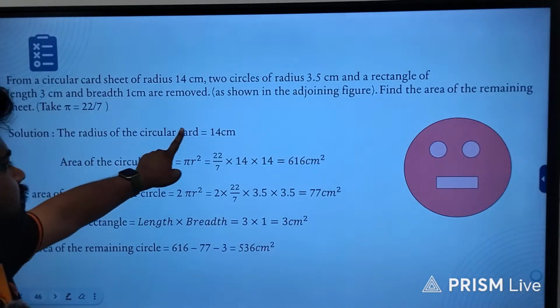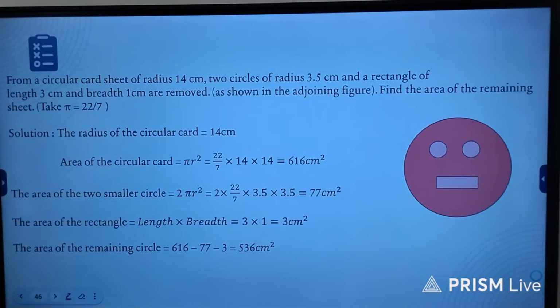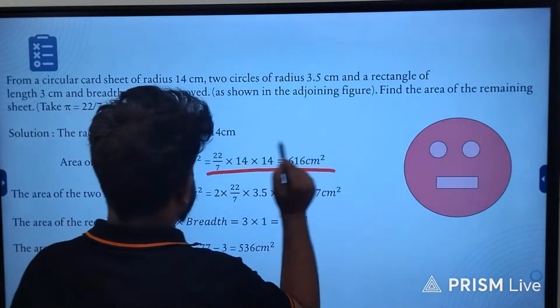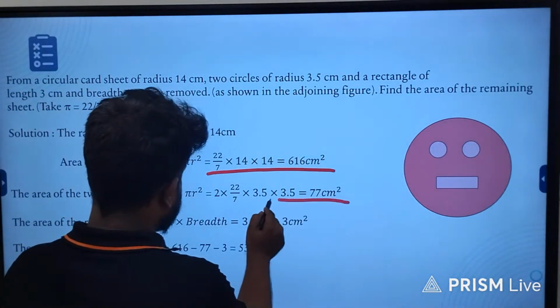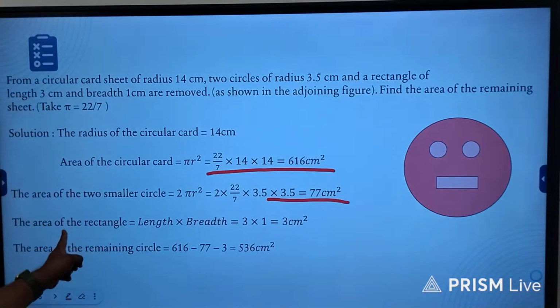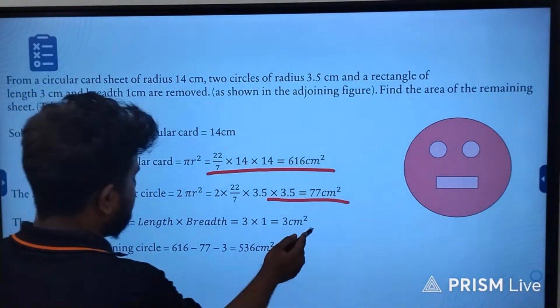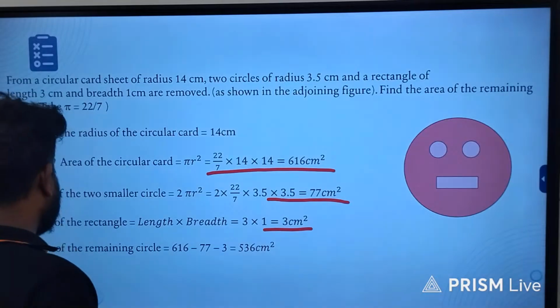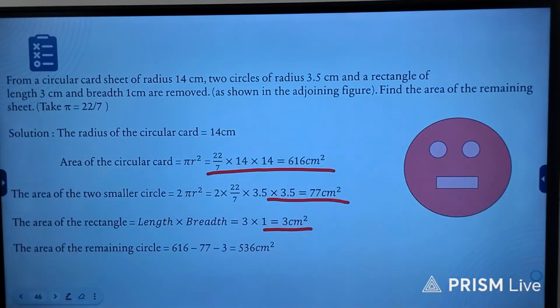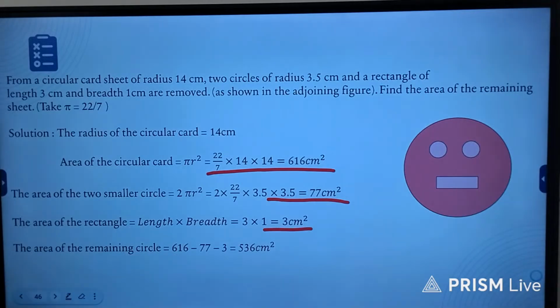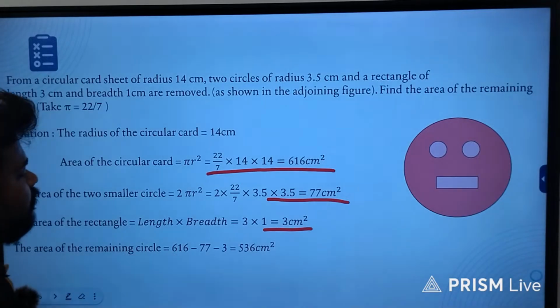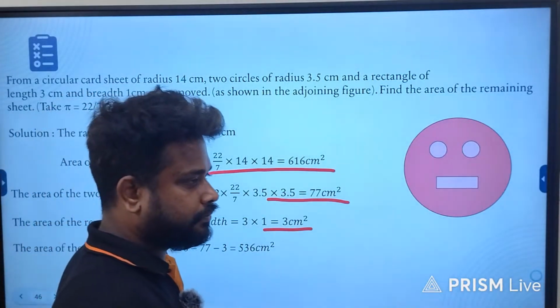So the radius of the circular card is 14 centimeter. The area of the circular card will be 616, and the area of the two smaller circles will be 2 pi r square, and that will be 77. The area of the rectangle will be 3 into 1, that is 3. So the total area remaining will be 616 minus 77 minus 3, and that will be 536 centimeter square. Okay.